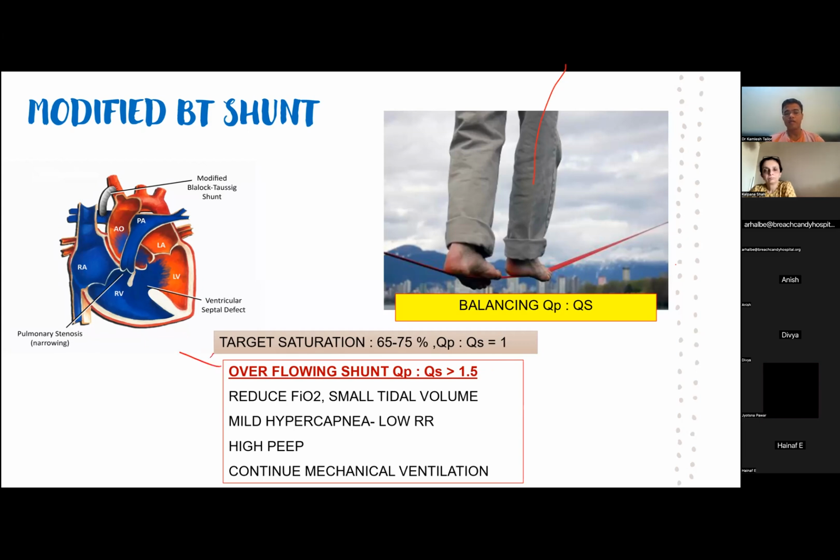If there is a higher flow shunt, one can reduce FiO2 and use a smaller tidal volume. Mild hypercapnia will increase the PVR and will reduce the shunt flow across the BT shunt. High PEEP will be helpful, but not more than 7 to 8. And continue mechanical ventilation till you control the flow of the shunt.